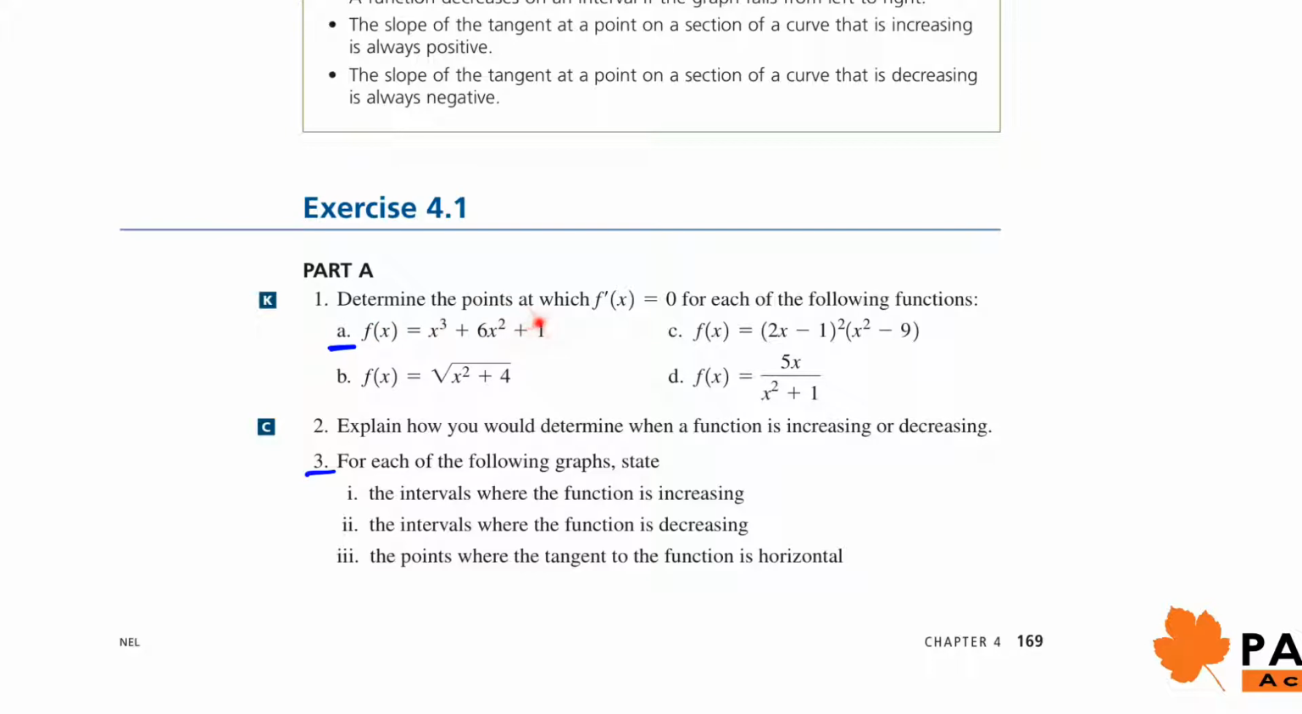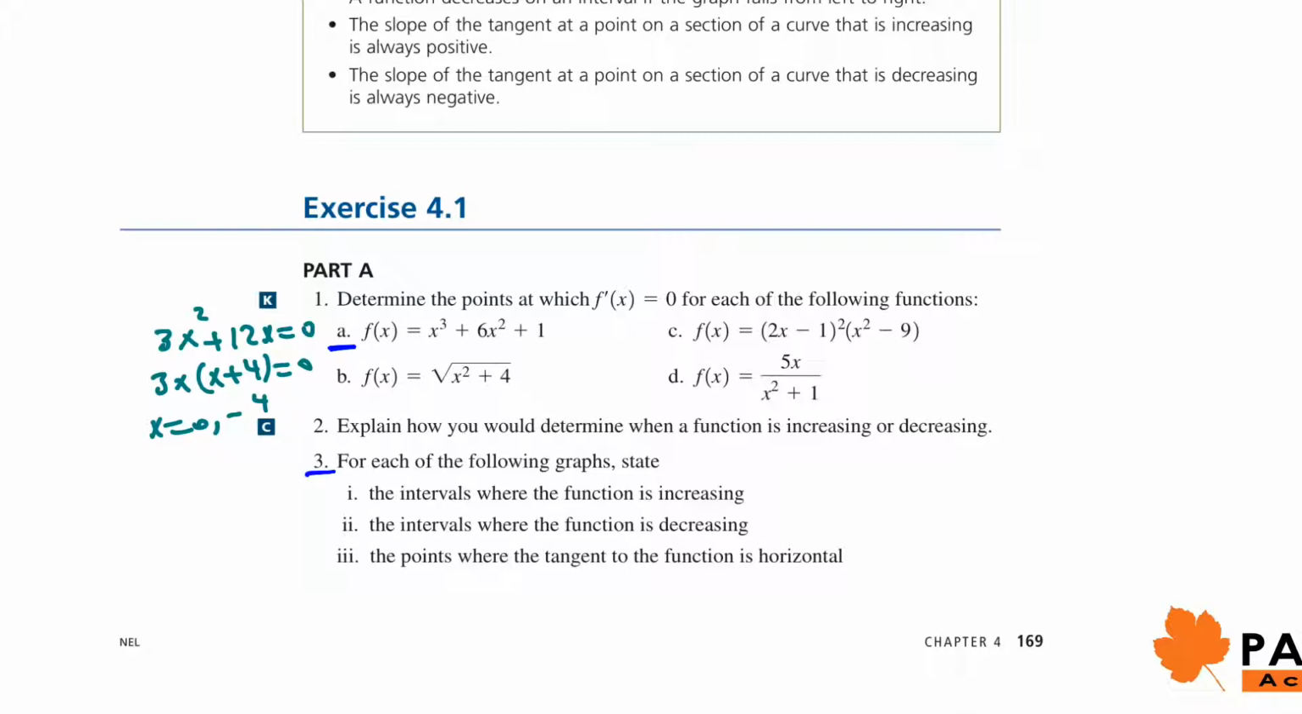Question 1. Determine the point at which f prime of x equals 0 for each function. Part A, f prime of x is 3x² plus 12x. If we set it to 0, 3x² plus 12x equals 0, we have 3x times (x plus 4) equals 0. That means x is 0 or negative 4.